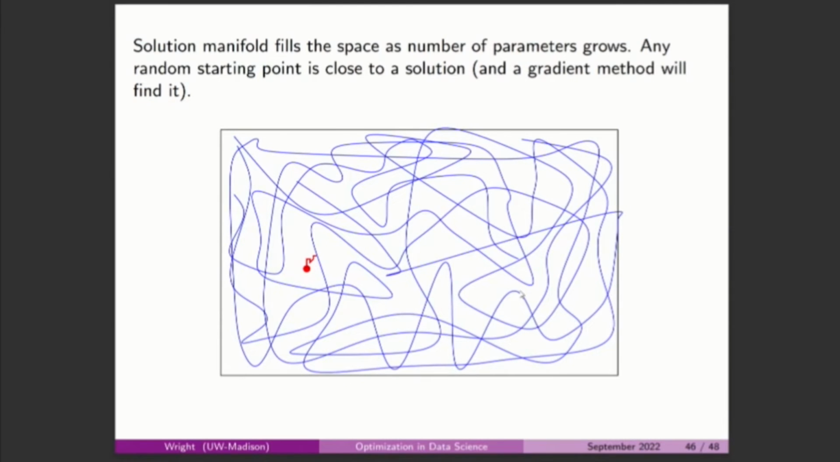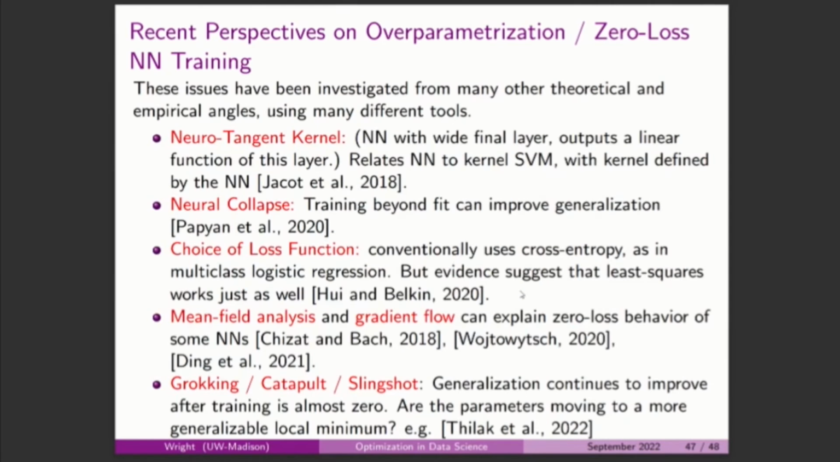That's sort of captured by this picture. If I start at any point in the space, for example that red point, a few iterations or a few epochs of gradient descent will get me to a point that actually classifies pretty well. Now there's a ton of new work in this general area of over-parameterized zero-loss neural net training, and probably you're going to hear a lot at this meeting about some of these.